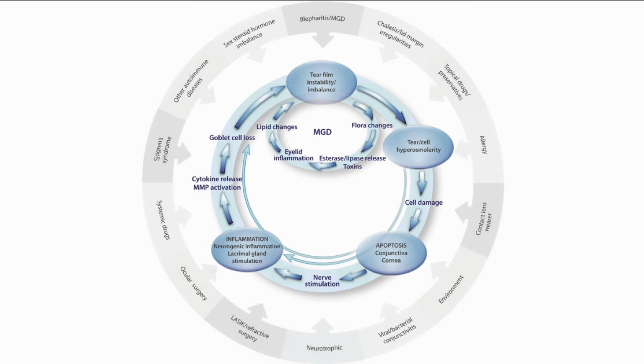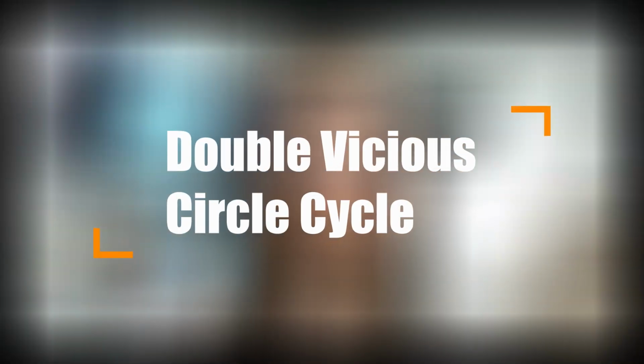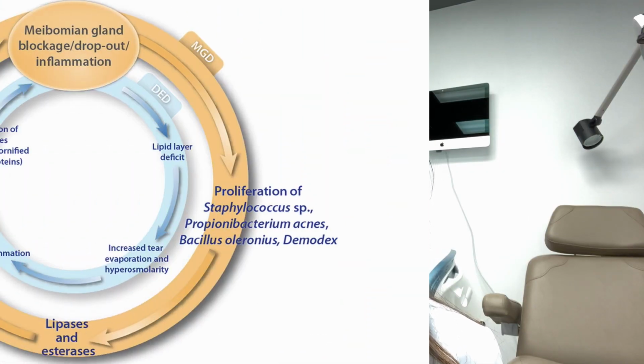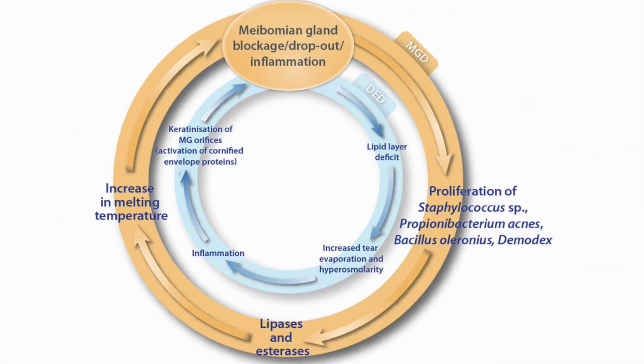And lastly, the innermost tiny circle focuses specifically on the interaction between meibomian gland dysfunction, or MGD, and dry eye disease. Now, this gave rise to what we call the double vicious cycle. In the vicious cycle of MGD, there are 4 sequential events that complete and close the cycle: stasis of the meibum or oil inside the gland, bacterial proliferation, release of lipases and esterases.